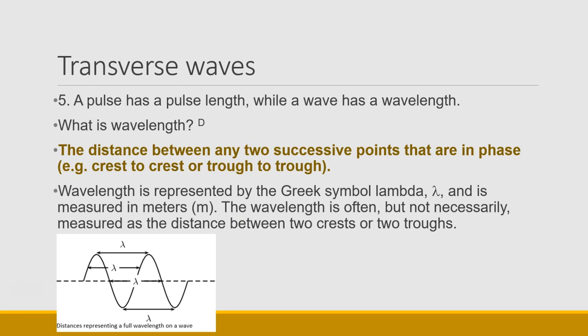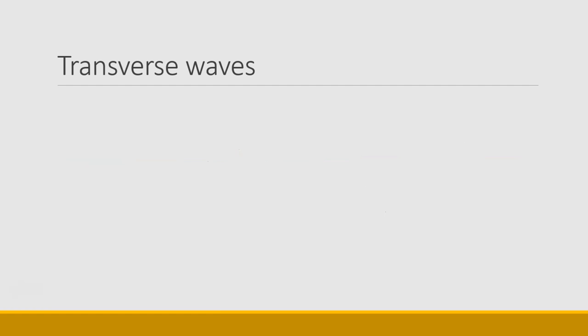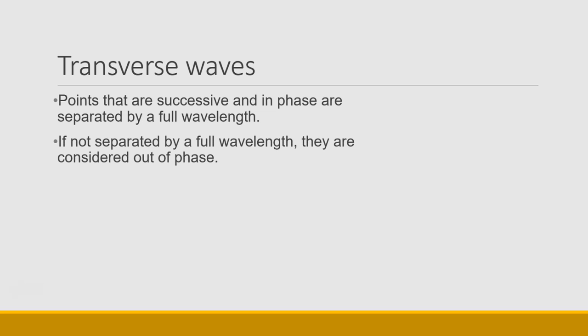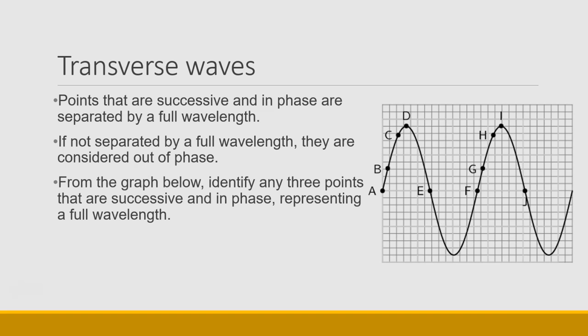The wavelength is very often, but not necessarily, measured as the distance between two crests or two troughs. Points that are successive and in phase are separated by one full wavelength. We may think of a wavelength as a full cycle. If you have 2 points in a wave that are not separated by a full wavelength, then they're not in phase, they are out of phase.